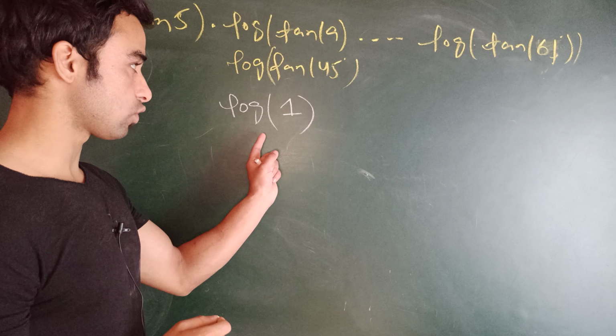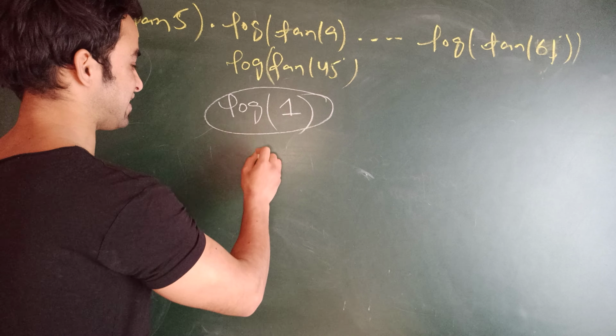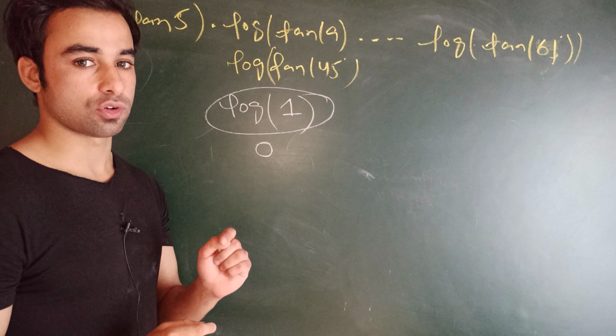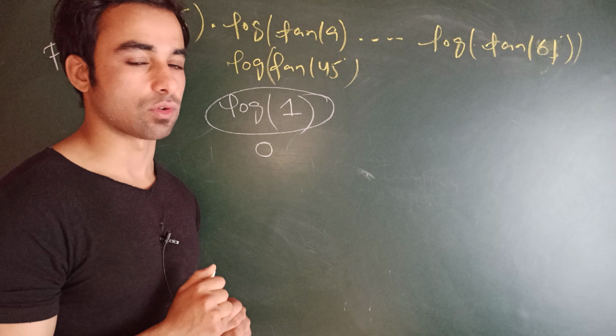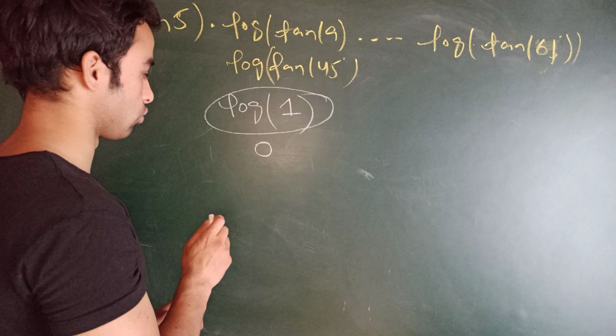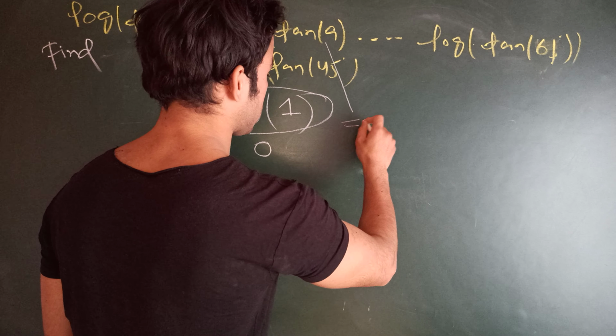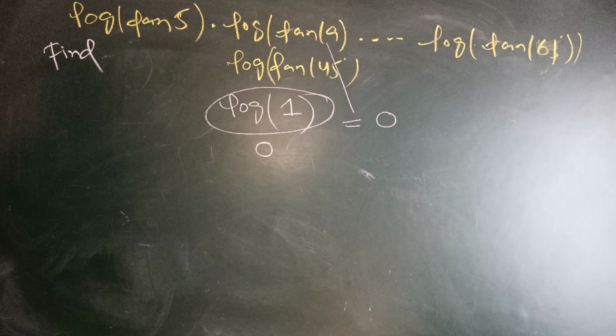Now simply it means, what should I raise 10 to in order to get 1? I should raise 10 to the power of 0. So the value of this term will be 0. There's a term in between whose value is mathematically equal to 0. That means 0 multiplied by all the terms will end up being 0, so the whole value will be equal to 0. Okay? Let's move to the next problem.